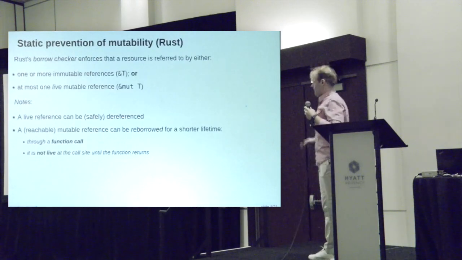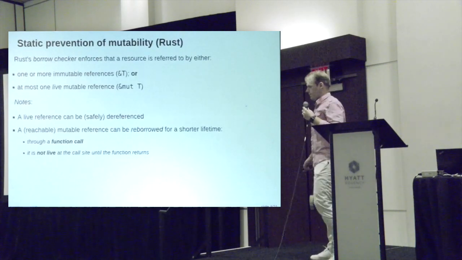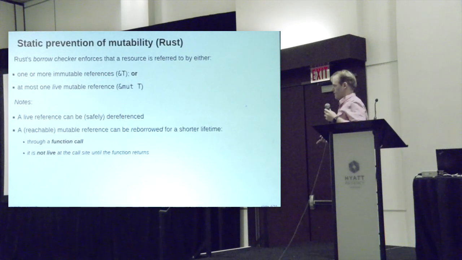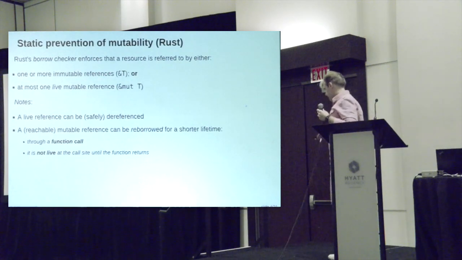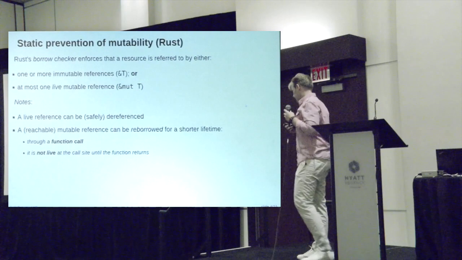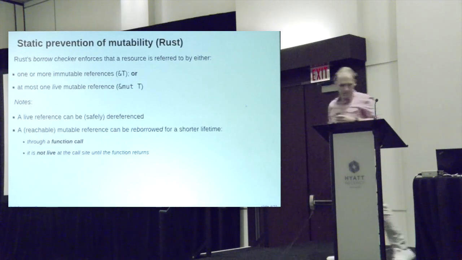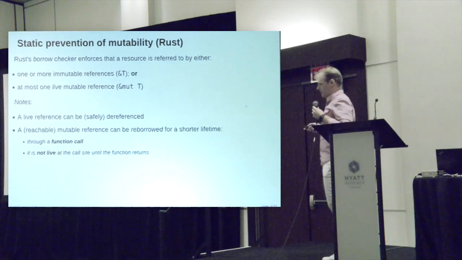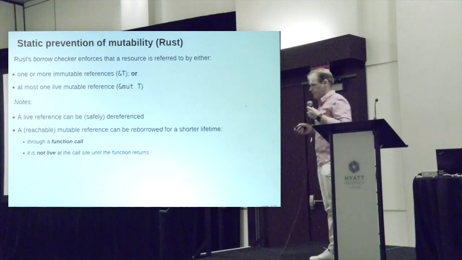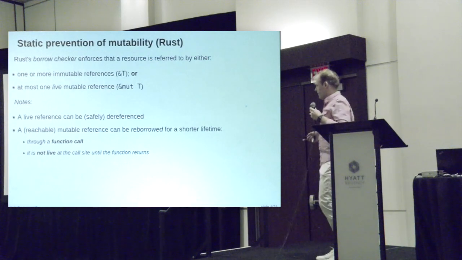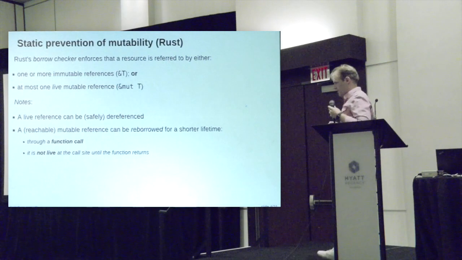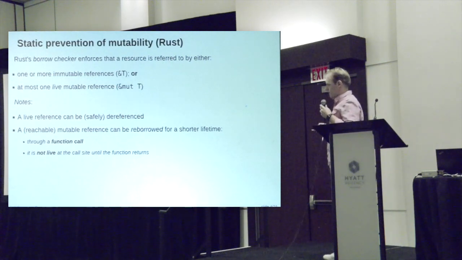In Rust, the borrow checker enforces 2 rules. One is you can have multiple immutable references, but if you have a mutable reference, then you can have no other references to the same memory. There is also a concept called reborrowing, where you can temporarily alias something, but only for the duration of a function call. That's safe because the reference at the call site is not live until the function returns.